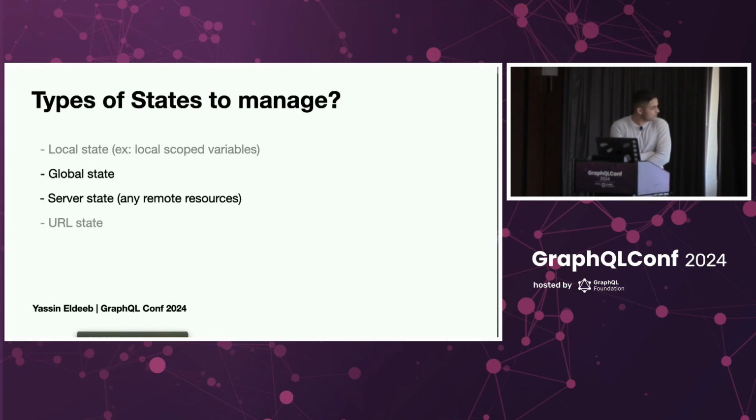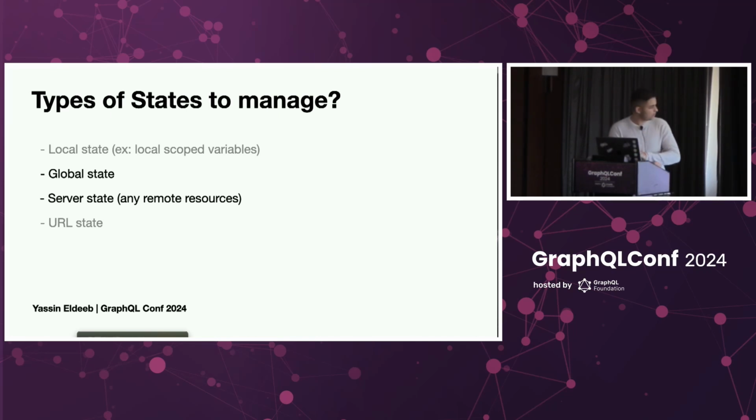And here are the types of state to manage that I want to emphasize, because it's not just one state or one type of state. There are multiple ones, and each one has different characteristics, which need to be handled differently. So you have the most basic type of state, which is the local state, the locally scoped variables that you have in your application. These are the easiest. You have the global state.